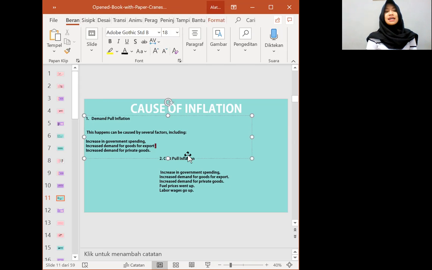Move on. Second, cost push inflation. Inflation that occurs is due to an increase in demand for certain types of goods and services. In this case, an increase in demand for goods and services occurs in aggregate demand. First is because of increase in government spending, second, increased demand for goods for export, third, increased demand for private goods, fourth, food prices went up, and the last is labor wages going up.